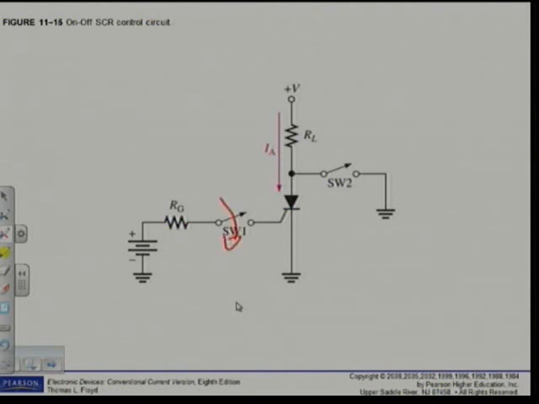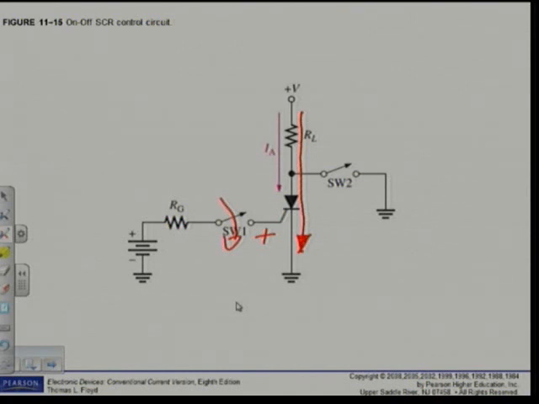We put a positive voltage on the gate of the SCR. When we put a positive voltage on the gate of the SCR, we will basically trigger the SCR and there will be a current flow from my anode to my cathode. And that SCR will stay in conduction as long as my current is larger than my holding current.